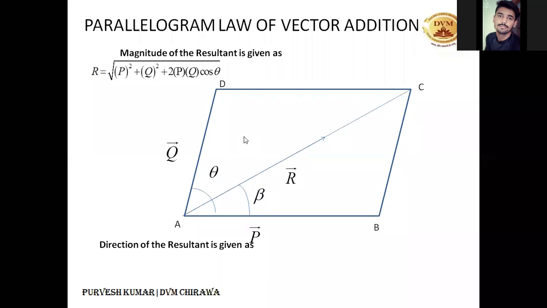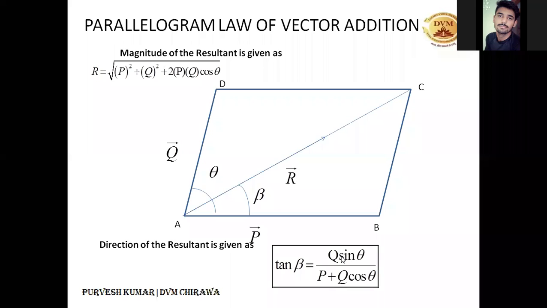See, we have done this in class 11th, that the magnitude of the resultant of two vectors P and Q is given by the formula square root of P square plus Q square plus 2PQ cos theta, as well as the direction of this resultant from one vector is given by the formula tan beta is equal to Q sin theta upon P plus Q cos theta, where Q is the vector from which we have not taken this angle.